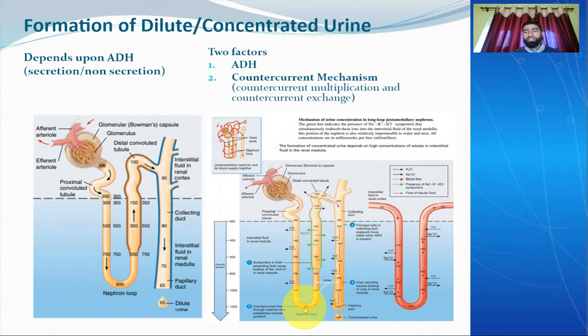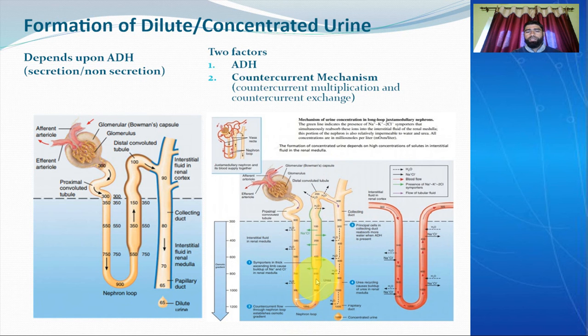The third point is that the cells in the collecting duct absorb more water and urea in the presence of ADH. In the presence of ADH, more water is reabsorbed. This is the portion which is impermeable to urea. You can see these portions are permeable to urea, these portions are permeable to urea, and this very portion is impermeable to urea.